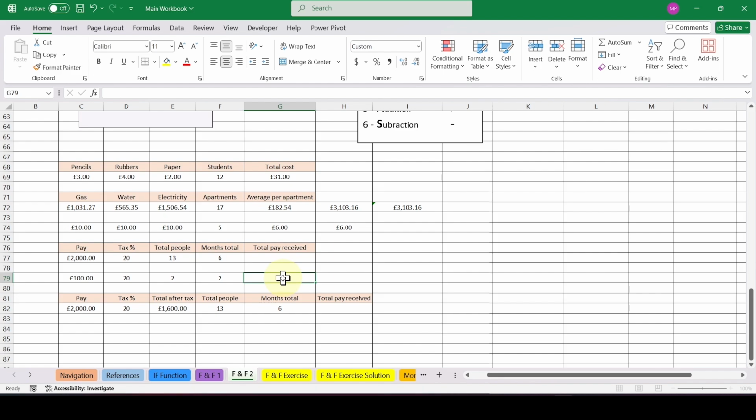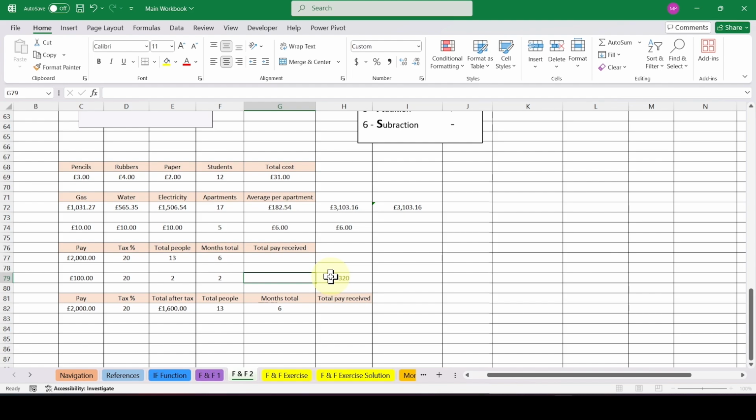So I know that 100 pounds minus 20% is going to come back as 80 pounds. 80 times 2 is 160, and times 2 once again is 320. So I will put this value here, 320. And I know that if I write this formula correctly, my answer should be 320.